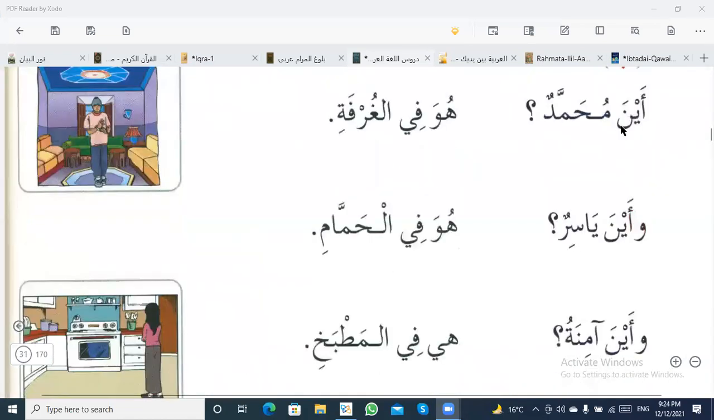Now start reading, Sister U. Sorry, Sister Bhaiya.